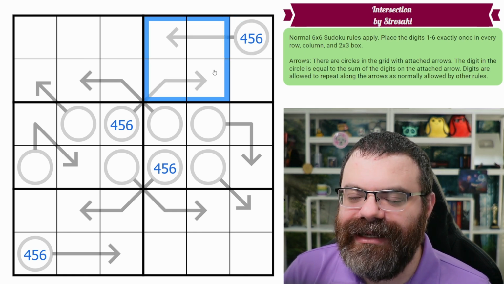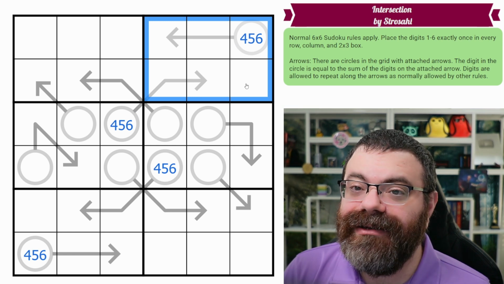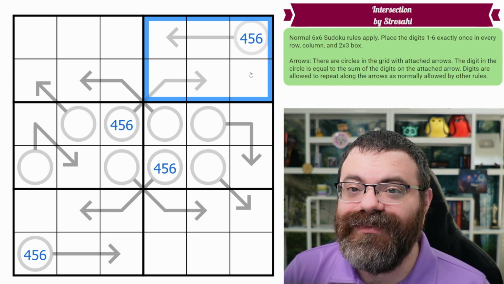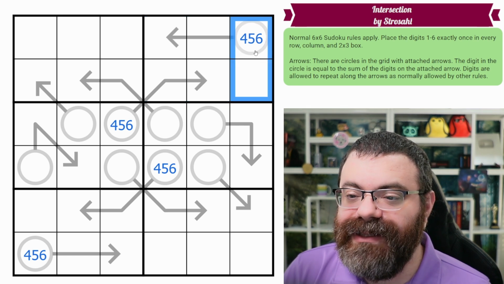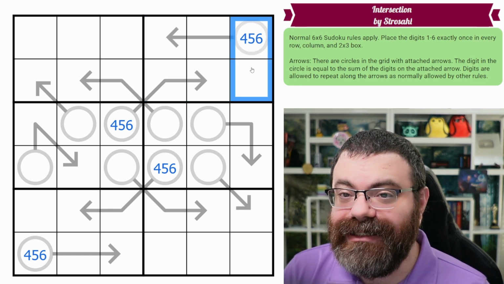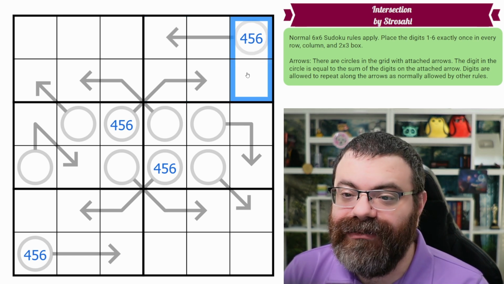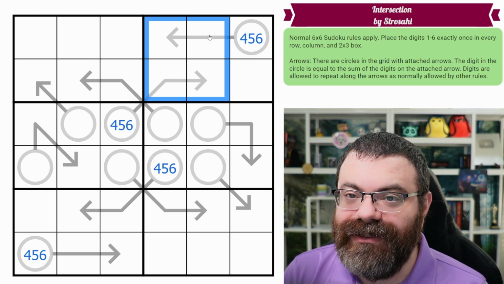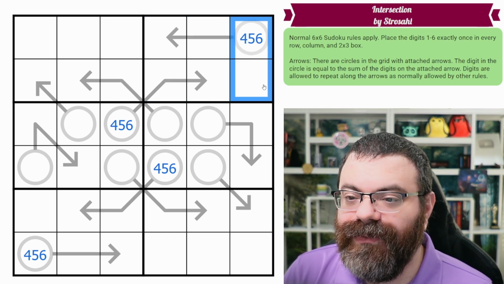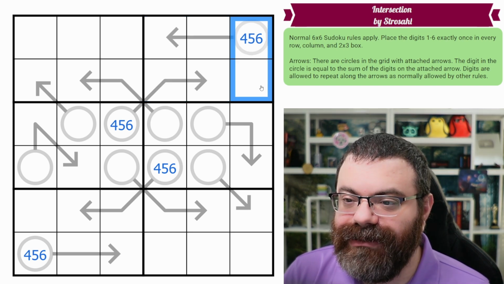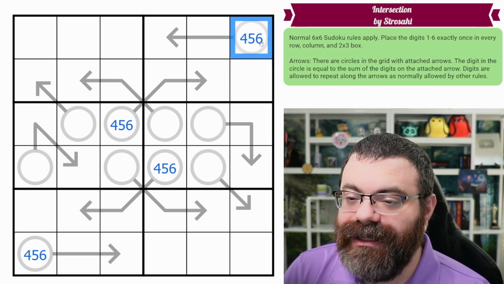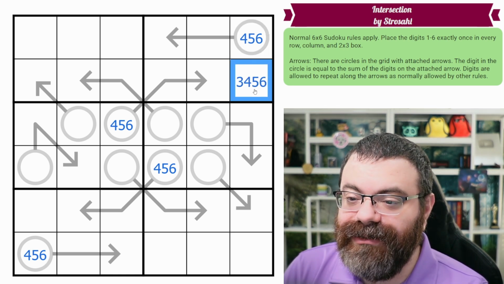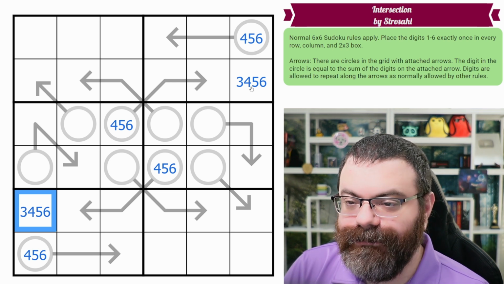So these 4 cells adding to 12, if you think about it, the entire box adds to 21 because it has 1 through 6 in it. So we do 21 minus 12, that's 9. That means these 2 cells add to at least 9. In fact, they add to 9, 10, or 11 because the only options here are 10, 11, and 12. So they sum to at least 9. This is at most 6, so this has to be at least a 3, and same thing here.